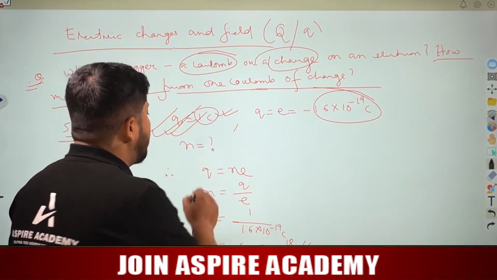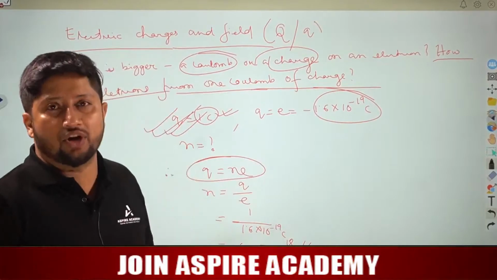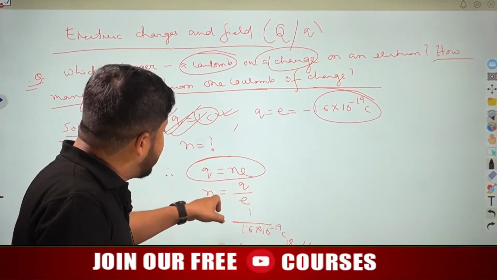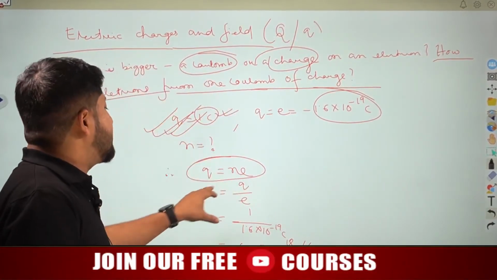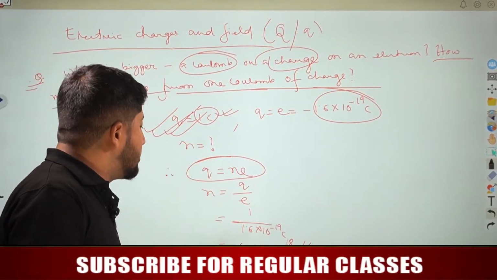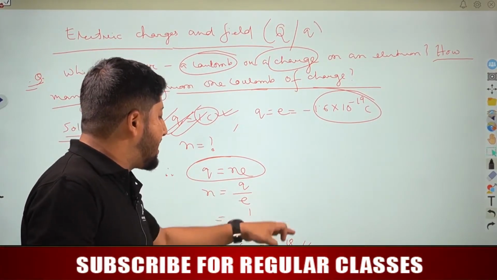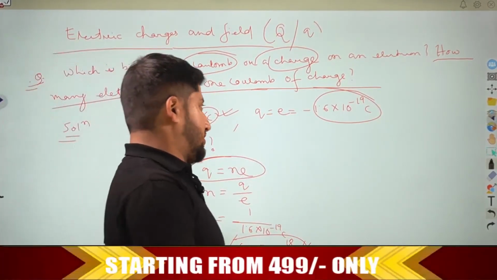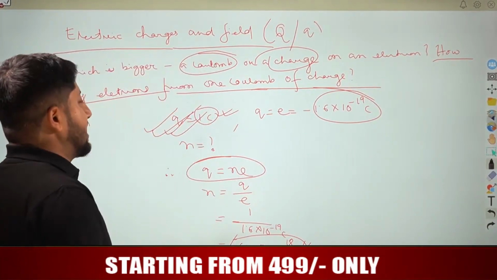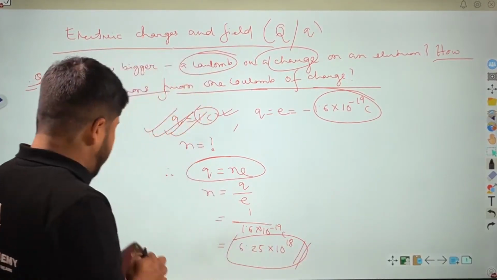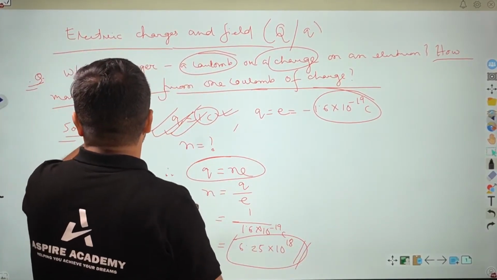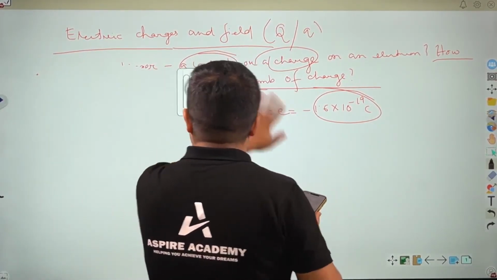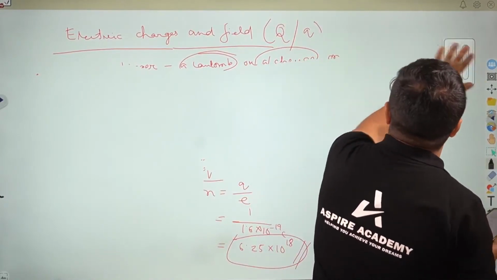So this formula comes from the quantization of electric charge, Q is equal to Ne. Now we have to calculate N, which is Q by e. After placing these values, 1 by 1.6 into 10 to the minus 19, we get 6.25 into 10 to the power 18 electrons. Sorry, this many electrons can be generated. So this is the solution of this problem. There are lots of numericals like this in our book, so you can solve them accordingly.